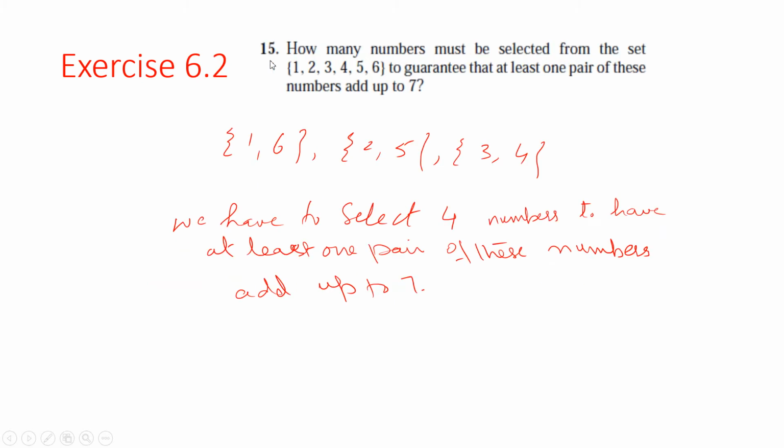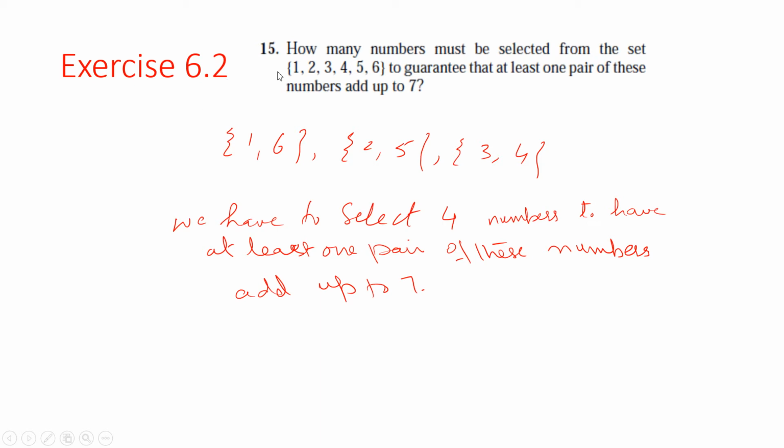application of the generalized pigeonhole principle here. Okay, question number 15 from the same exercise, exercise 6.2. How many numbers must be selected from the set 1, 2, 3, 4, 5, 6 to guarantee that at least one pair of these numbers add up to 7? Now, let's find out the pairs which add up to 7 from these numbers. They are 1 and 6, 2 and 5, and 3 and 4. And there is no other pair which can add up to 7. So we must include one of the pairs.